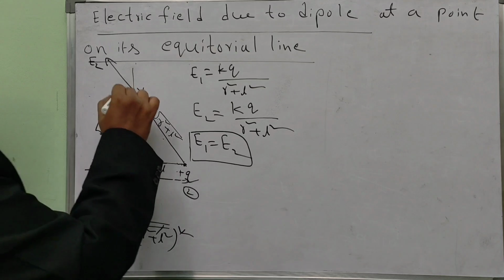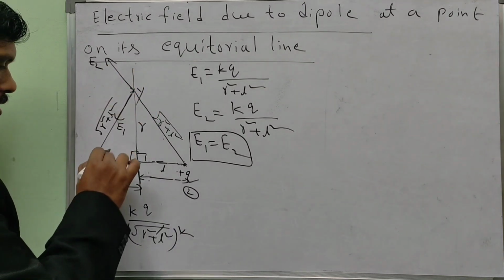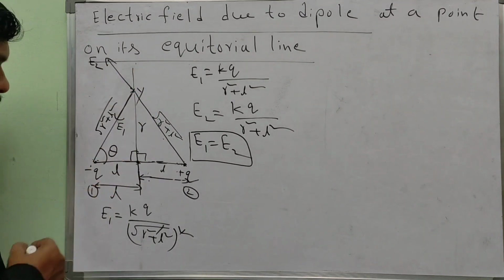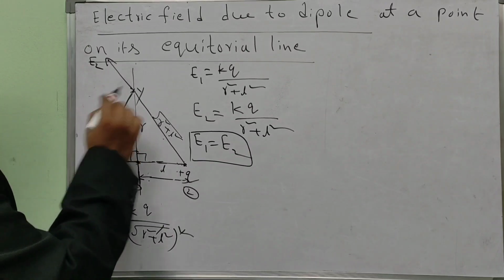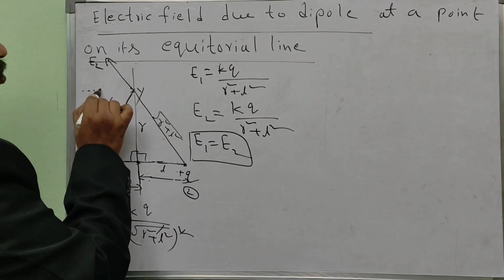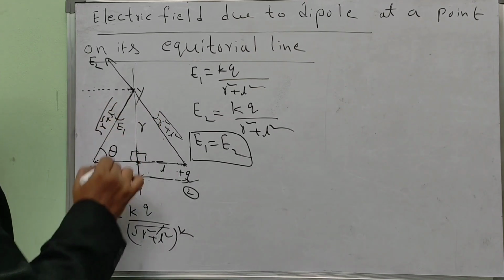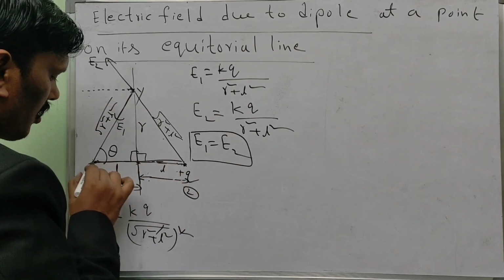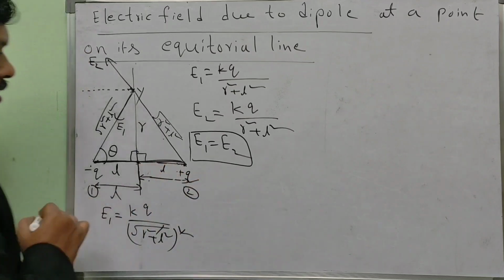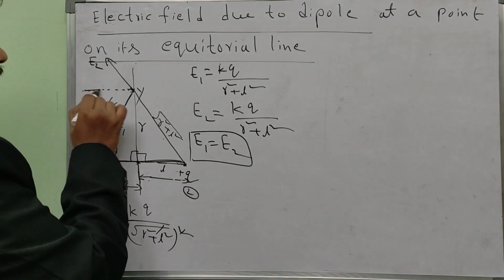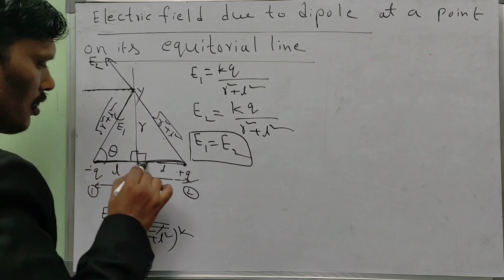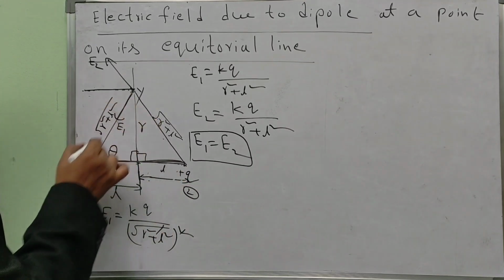And what is the angle between E1 and E2? Suppose I consider this the angle theta. Then this is a line parallel to this base, or to the length of the dipole. This line is parallel to the length of the dipole, and this acts as a transversal.